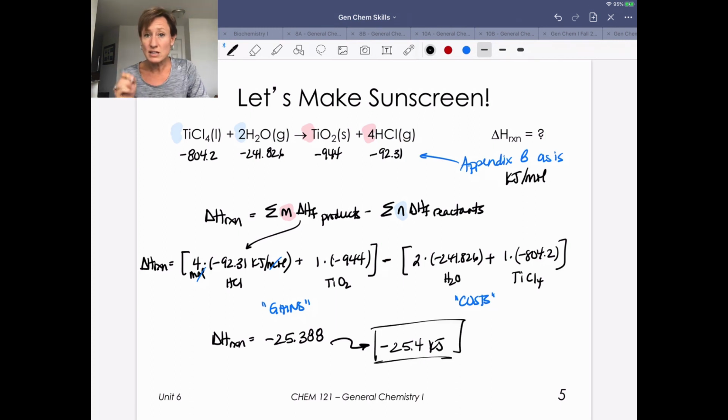Notice they aren't kilojoules per mole. We got rid of that mole when we multiplied by those coefficients. So the units of these are going to be kilojoules. Again, if you rounded this to 25, it's probably better from a significant figure standpoint, but that's how you can use Appendix B to determine delta H of reaction.